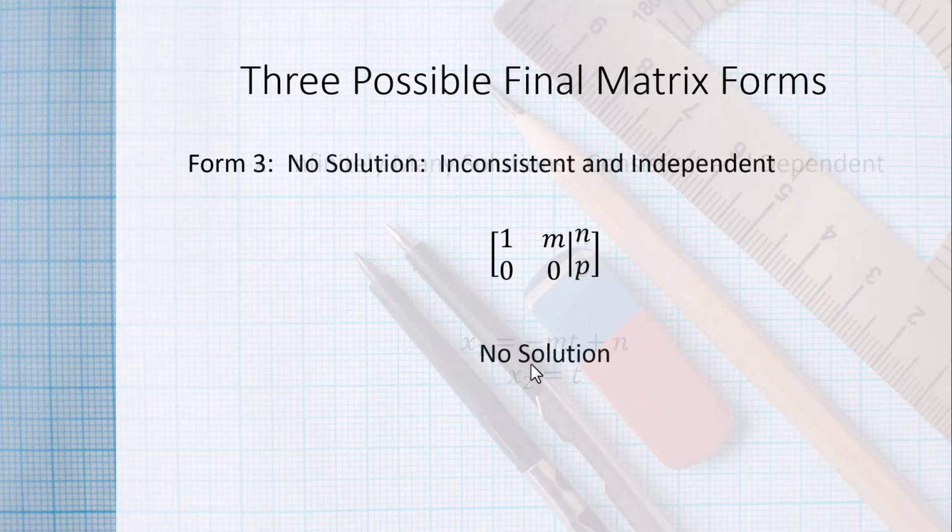And then finally, if you have something like this, where the second row implies that 0 is equal to p, where p is not 0, well, then you have no solution and you have an inconsistent system.